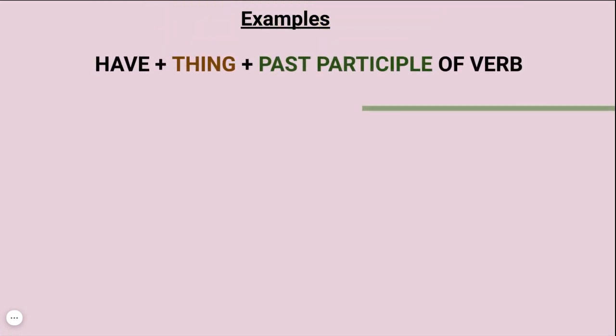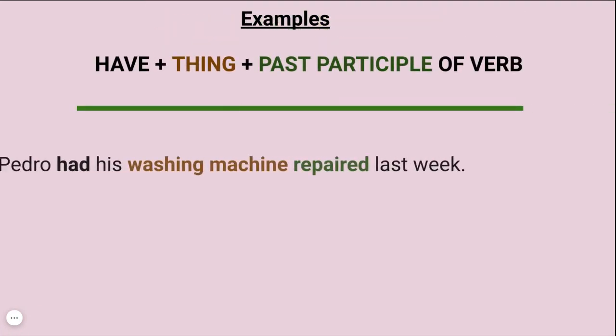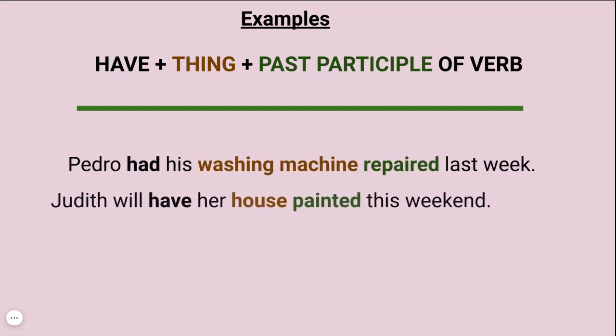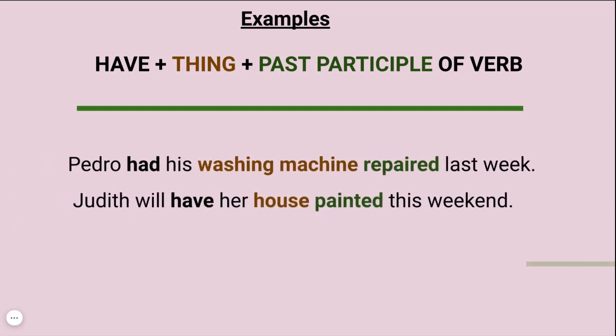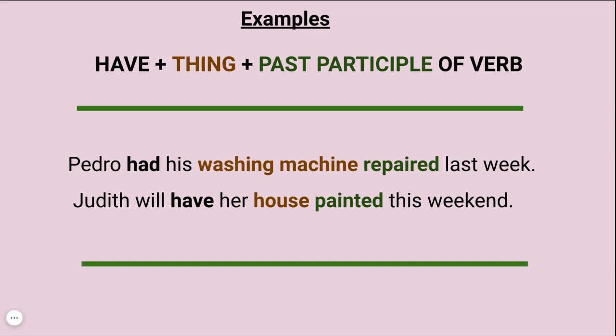And like the other structure, yes. So we have plus a thing plus the past participle. So this is a different pattern than the other one. So in the first example, Pedro had his washing machine repaired last week. Somebody repaired the washing machine. Pedro apparently paid someone to do it.